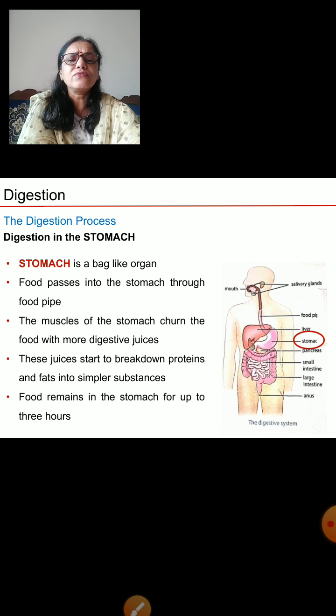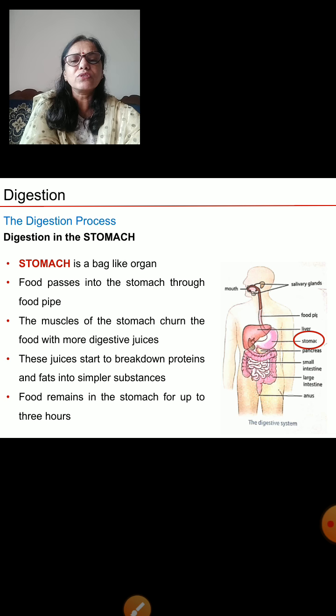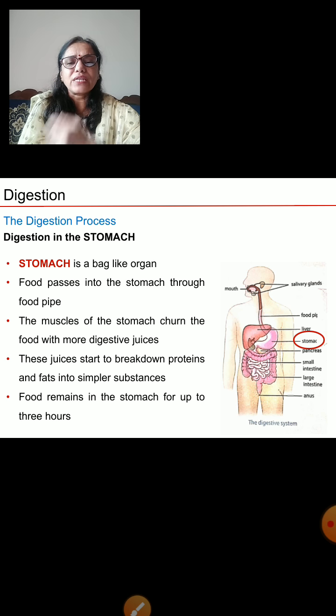Then after this, the food passes into the stomach through the food pipe. Now what is stomach? Stomach is a soft bag-like organ. And the muscles of the stomach churn the food with more digestive juices. There are more digestive juices present in the stomach also. They also start digesting the food, and they break down the proteins and fats into simpler substances. And food remains in the stomach for up to 3 hours. So you will feel full up to 3 hours after eating. This is how digestion in the stomach takes place.